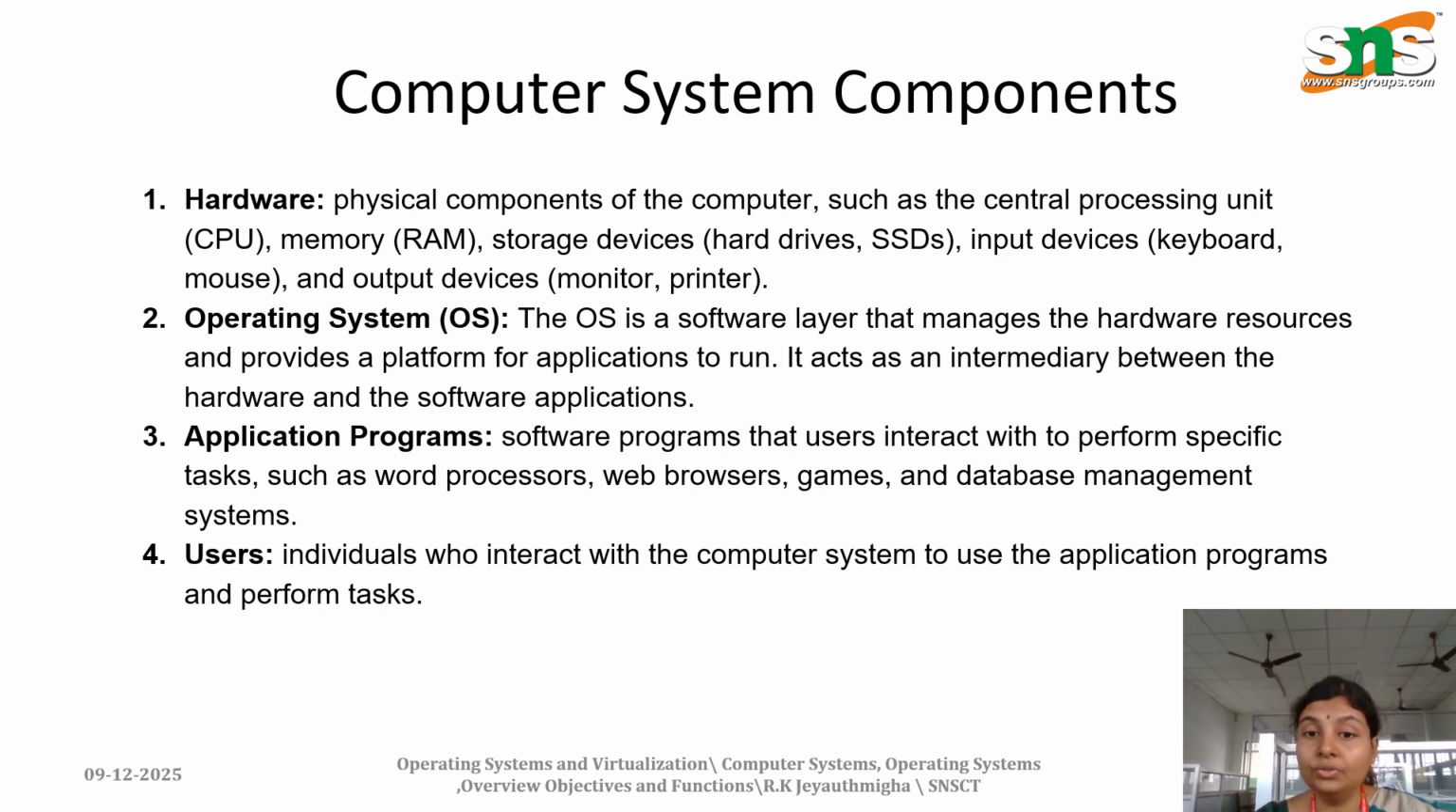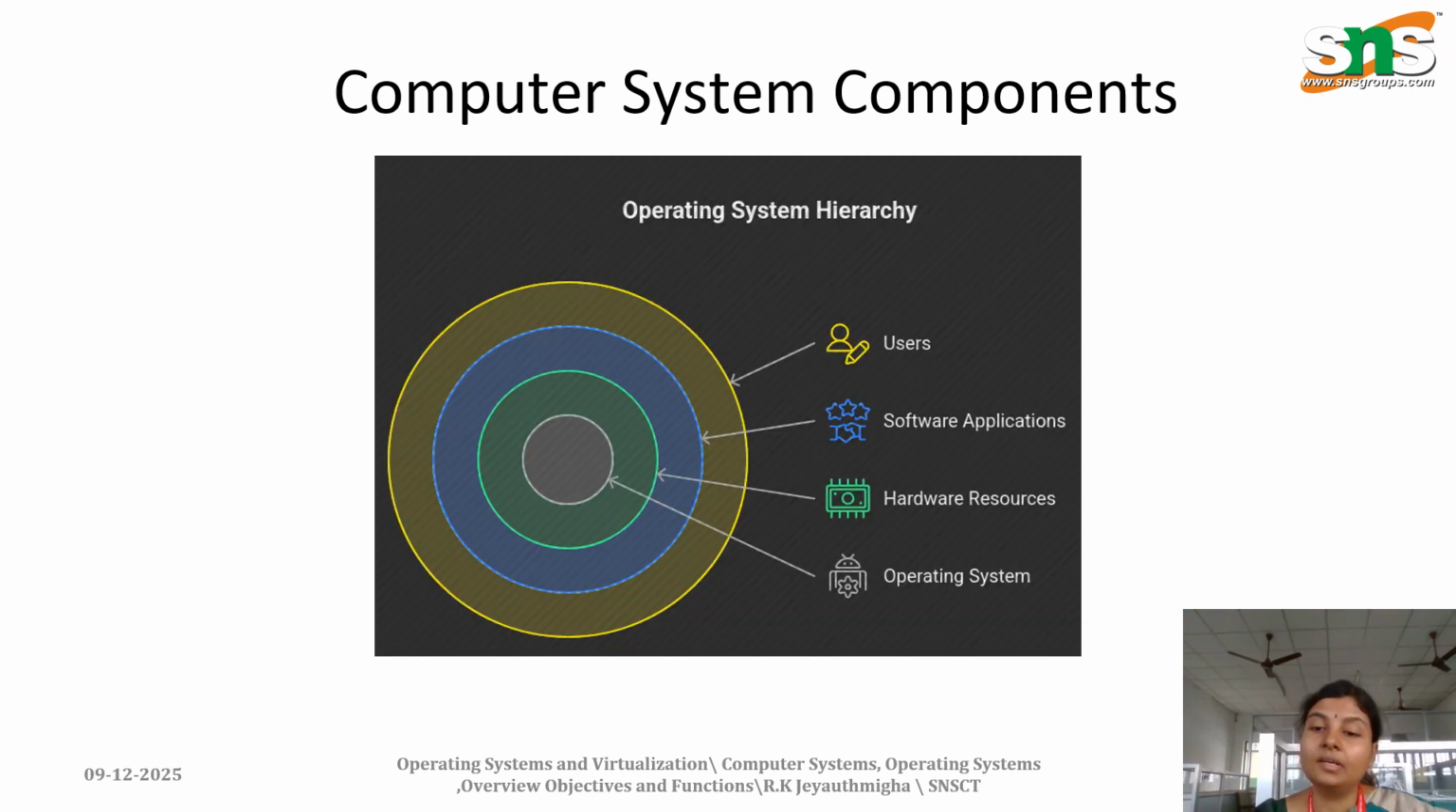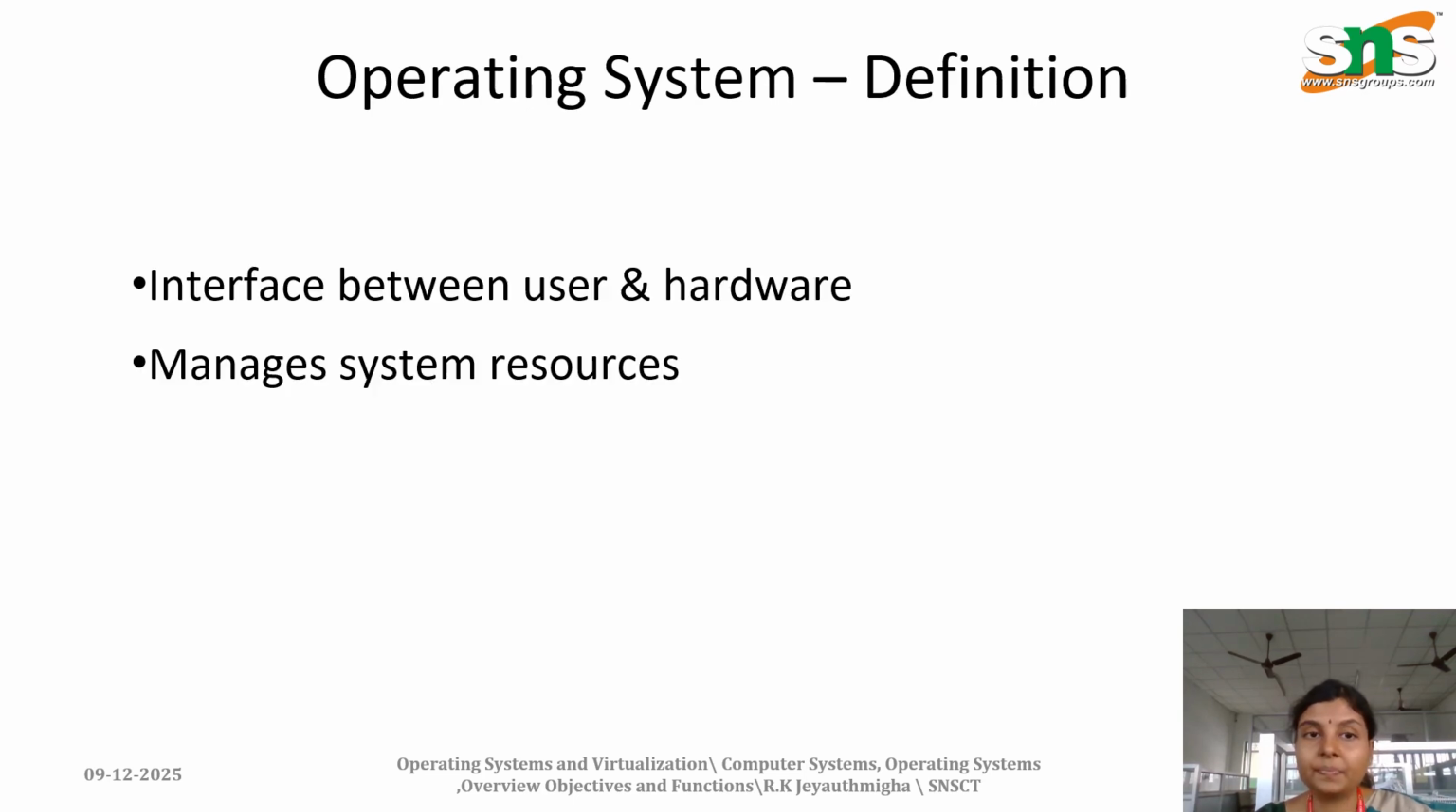Application programs are software programs that users interact with to perform specific tasks, such as word processors, web browsers, games, and database management systems. Users are the individuals who interact with the computer system to use the application programs and perform tasks. Computer system components diagrammatic representation is given here.